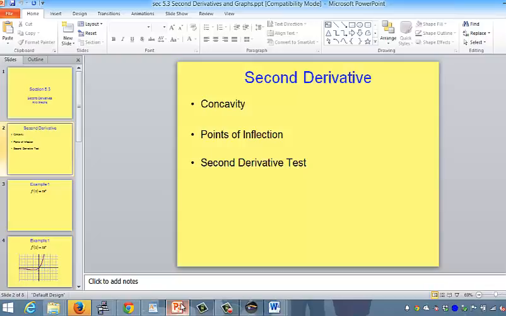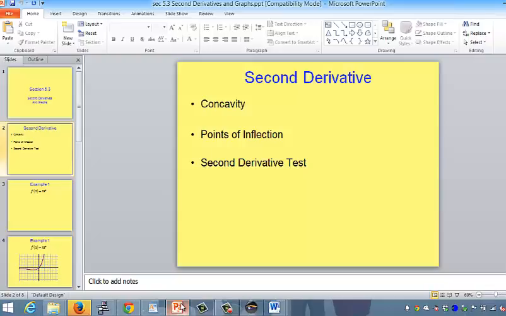And that word concave, how many have heard that word before? You know when I heard it? I want to say it was first or second grade, when we were talking about lenses in science class. You guys remember this? They talked about concave versus convex. That's where I heard it. And it's actually the same idea. It's talking about the curvature of the graph.